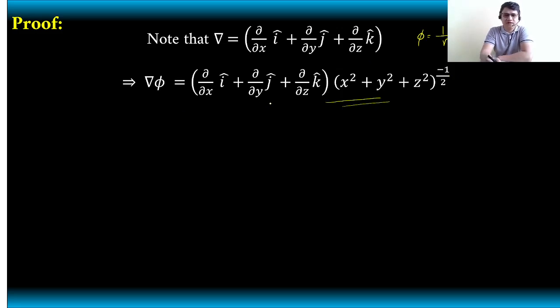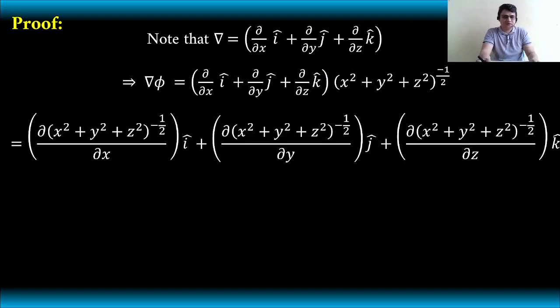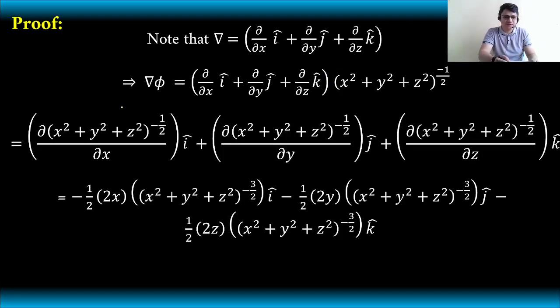Then we distribute this. We have partial with respect to x i hat of phi, partial with respect to y j hat of phi, and partial with respect to z of phi. After distributing, we have the following results: partial with respect to x of x squared plus y squared plus z squared to the negative 1/2 i hat, partial with respect to y of x squared plus y squared plus z squared to the negative 1/2 j hat, plus partial with respect to z of x squared plus y squared plus z squared to the negative 1/2 k hat.